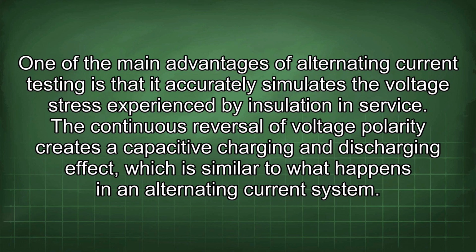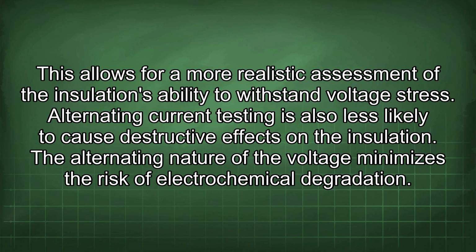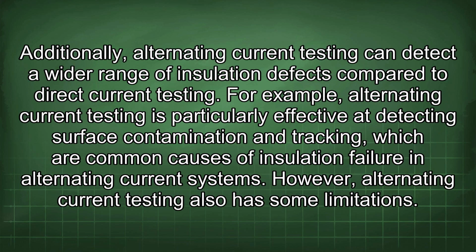The continuous reversal of voltage polarity creates a capacitive charging and discharging effect, which is similar to what happens in an alternating current system. This allows for a more realistic assessment of the insulation's ability to withstand voltage stress. Alternating current testing is also less likely to cause destructive effects on the insulation. The alternating nature of the voltage minimizes the risk of electrochemical degradation. Additionally, alternating current testing can detect a wider range of insulation defects compared to direct current testing.